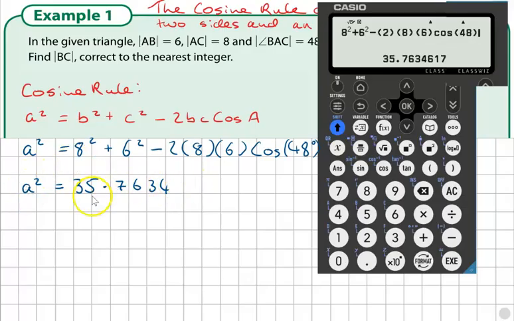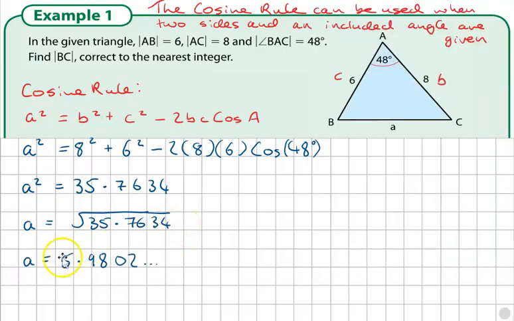So a squared is equal to 35.7634. So a is equal to the square root of 35.7634. So a is equal to 5.9802. And rounding off to the nearest integer, the nearest whole unit, the 5 is the rounding digit, the 9 is the telling digit, the 9 tells the 5 to round up. So a is approximately equal to 6 units. So the side BC is equal to 6 units.